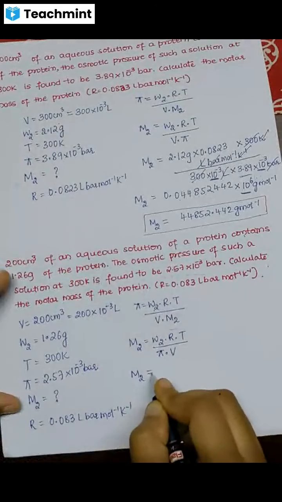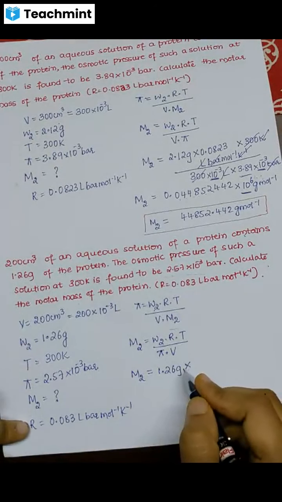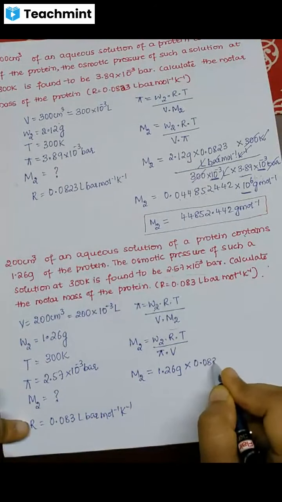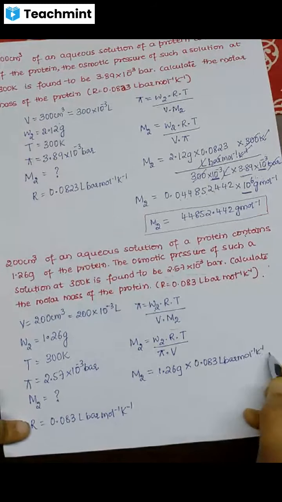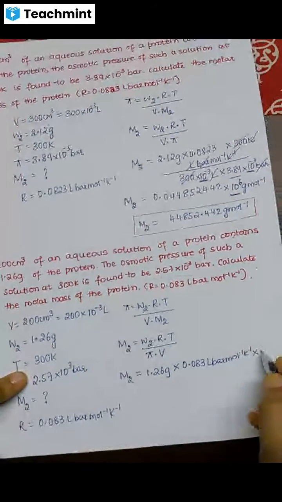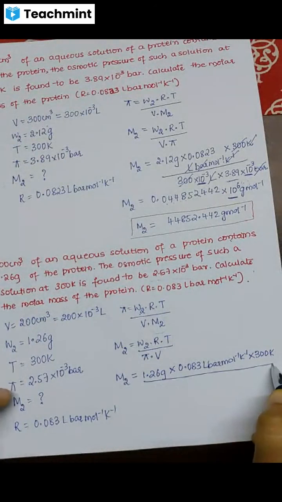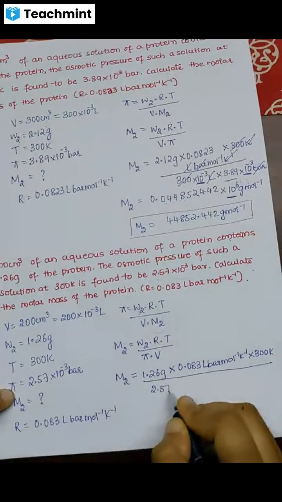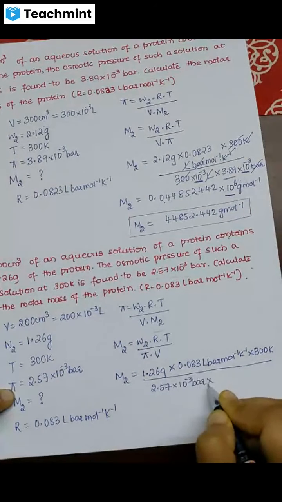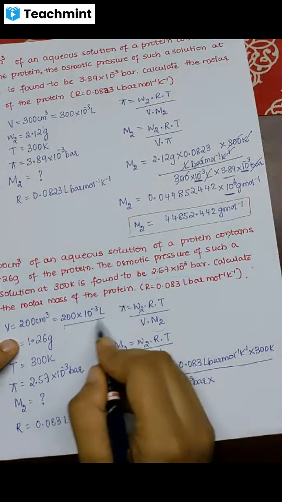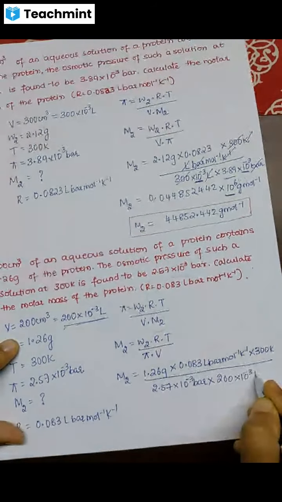W2 value we know, it is 1.26 gram, into R value we know, it is 0.083 liter bar per mole per Kelvin, into the temperature value we have, it is 300 Kelvin, divided by the pi value, it is 2.57 into 10 to the power minus 3 bar, into volume, we have to take it converted into liters. So here it is 200 into 10 to the power minus 3 liter.